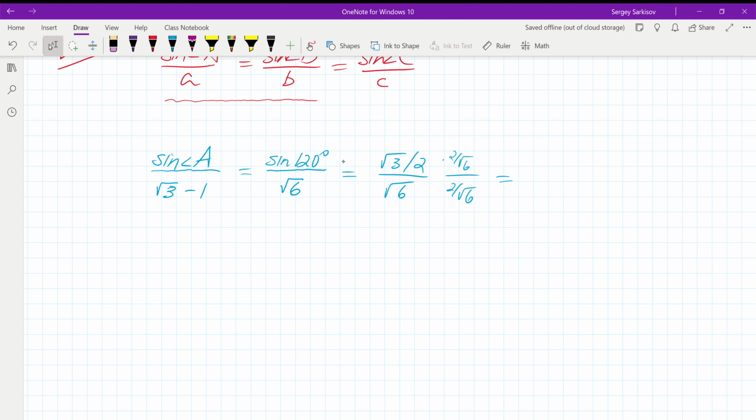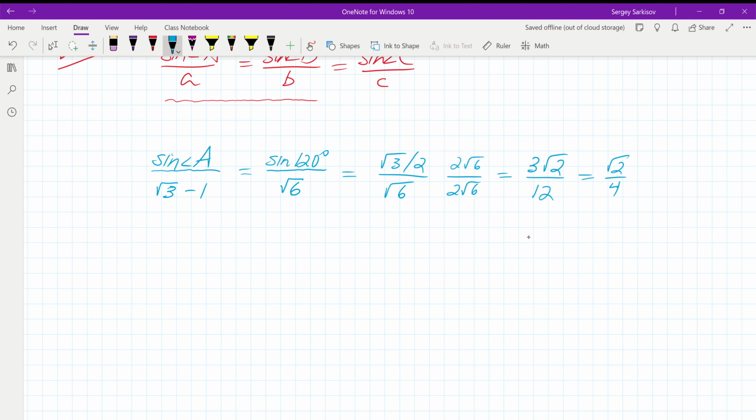The 2's cancel on the top. Root 3 times the root 6. Actually, let's just multiply by 2 times the root 6, it'll be easier. 2 root 6 over 2 root 6. That's easier that way for some students to see. So the 2's cancel, root 3 times root 6, root 18. I'm going to hurry this up, it's 3 root 2, a 9 comes out. All over, what is that? 2 times 6, that's 12. That's going to be root 2 over 4.